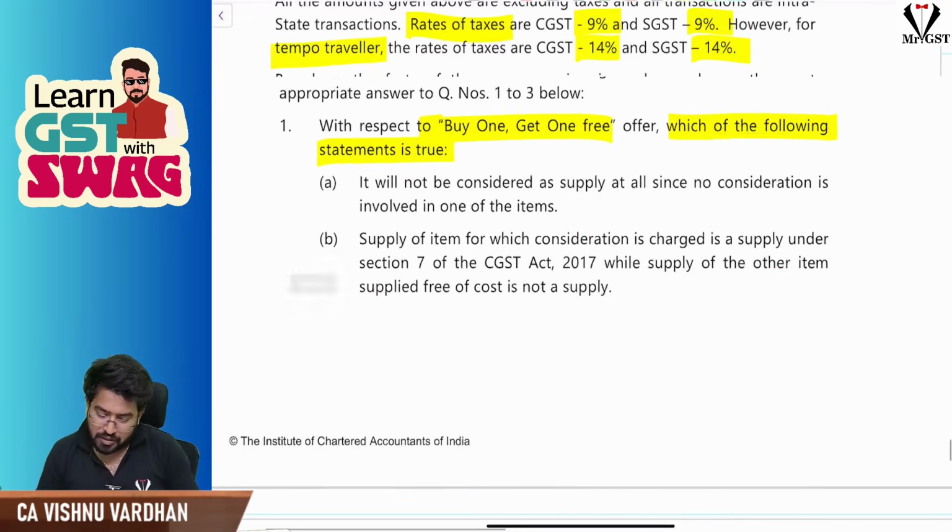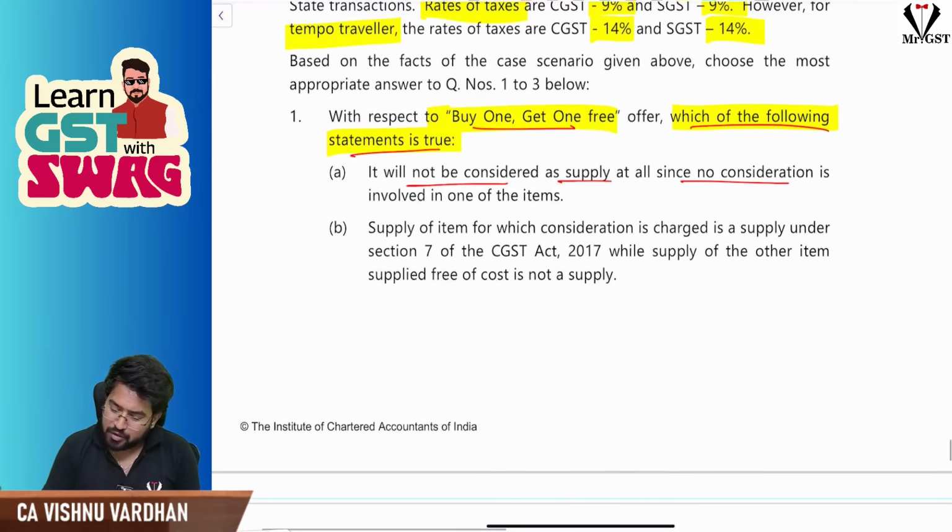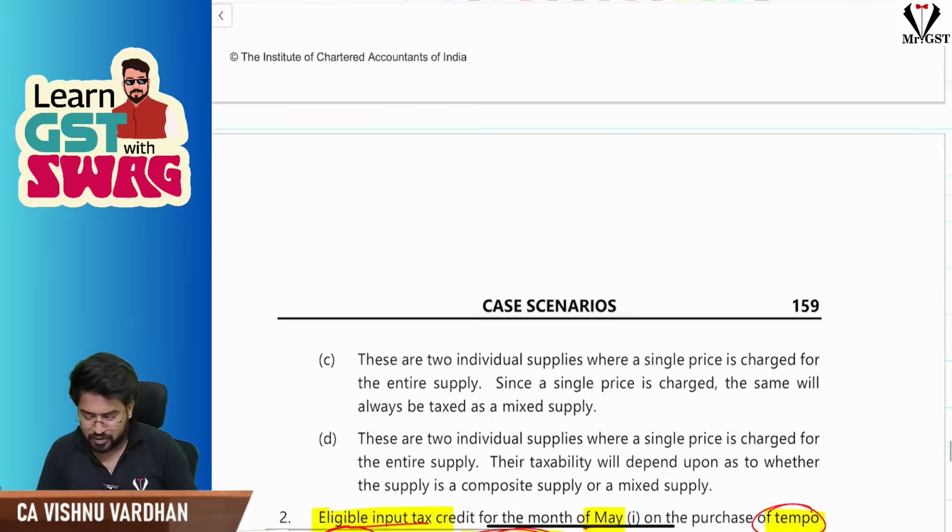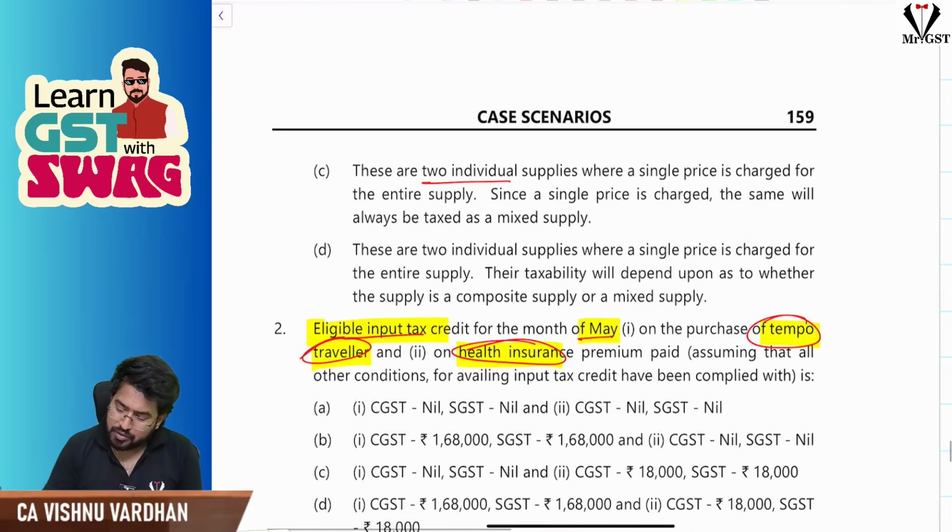If you see, it will not be considered as supply at all. No, that is wrong. Supply of item where consideration is there under section 7, and for the other item, it is not supply. No, it is not that way. These are two individual supplies, and GST for a single price is charged for the entire supply.